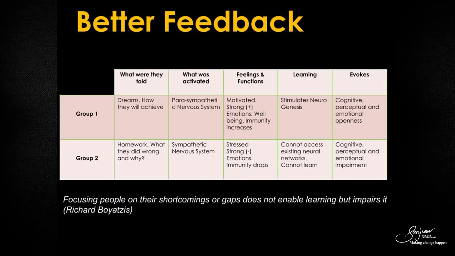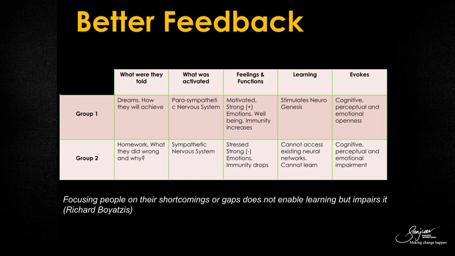This was a group of students. Group two was brought in and asked, okay, what did you do for homework? How many answers wrong? How am I going to correct this? You should study more. And what happened with them was, their sympathetic nervous system got activated, which is their stress level going up. Sympathetic is activated when the lion is chasing you. They were stressed. Strong negative emotions, immunity dropped. They cannot access existing neural networks, which means they cannot learn.